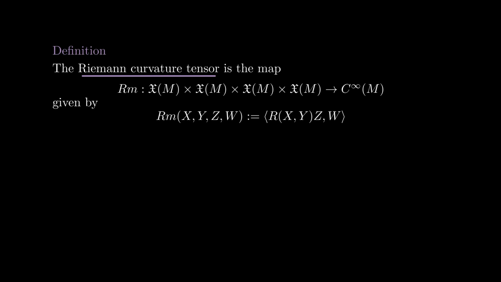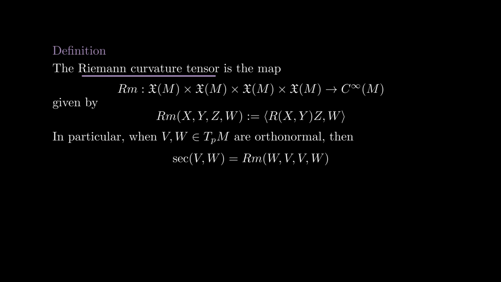We come back to the curvature operator and define the curvature tensor applied to 4 vector fields x, y, z, and w as the inner product of R(x, y)z and w, and we denote it by Rm(x, y, z, w). Using this definition, when v and w are orthonormal, the sectional curvature of v and w is Rm(w, v, v, w).